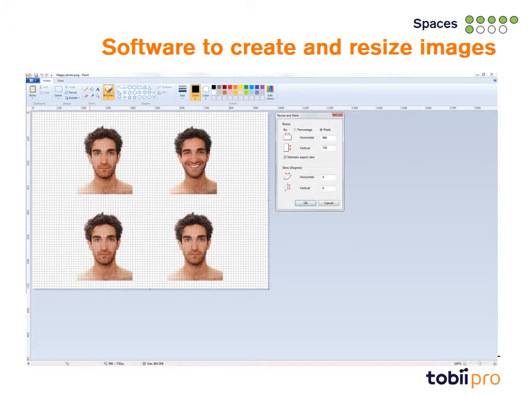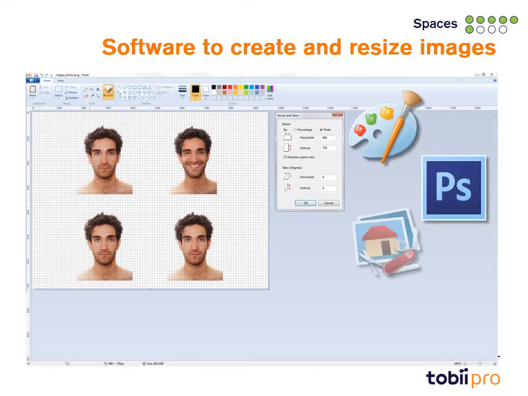In terms of software that you can use to create your images for your eye tracking study, you're not really very restricted, as long as you choose something that works in bitmap or pixel format. That could include things like Microsoft Paint, Photoshop, Graphic Converter, or GIMP.